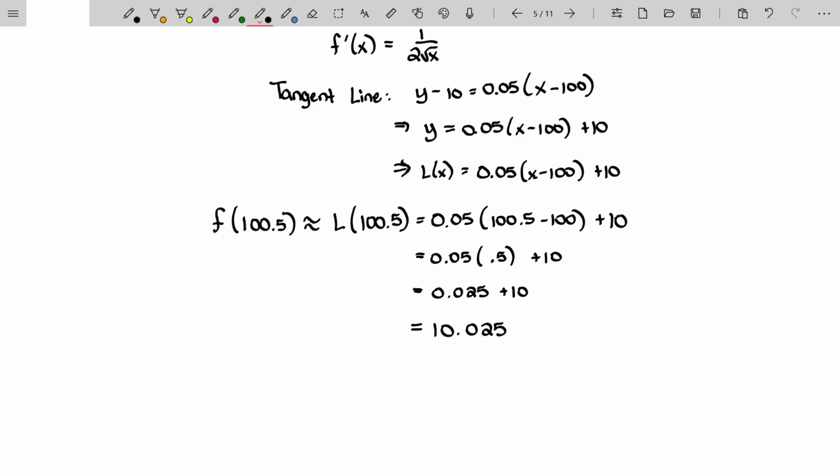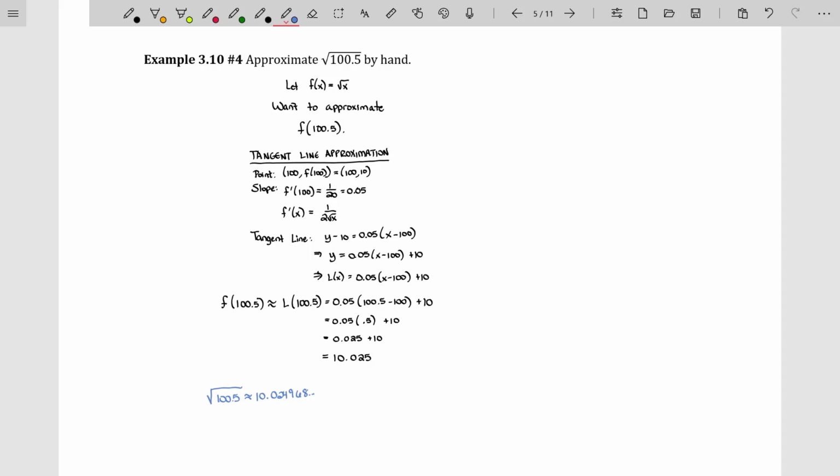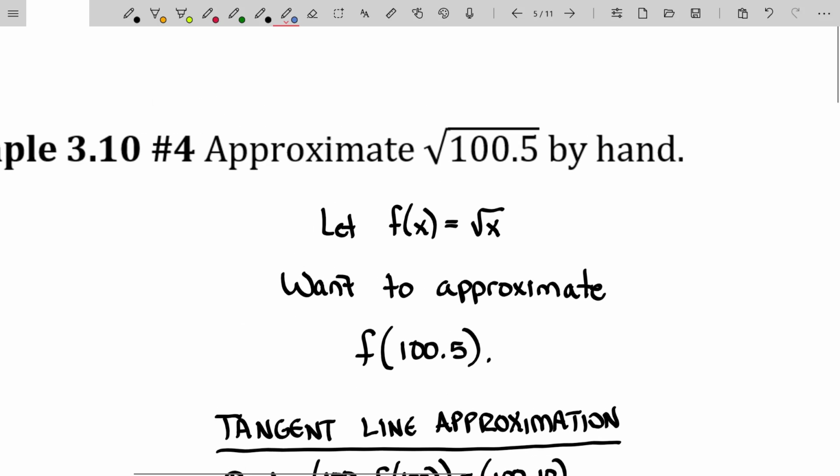Now I'm just grabbing a calculator just to find out what the actual square root of 100.5 is. And the actual square root, this is an aside, but the actual square root of 100.5 is approximately 10.024968, and then it goes on. But you can see 10.025 is a pretty darn good approximation. So this is a really neat way to do this. Again, you have to create the function in this case. And these are the types of problems that I really dig.